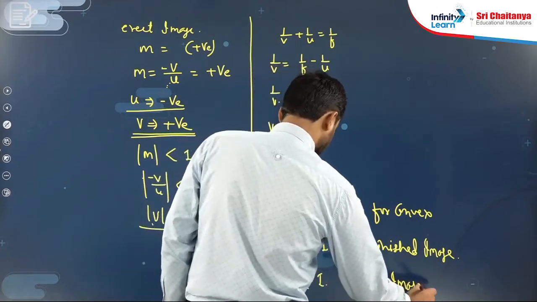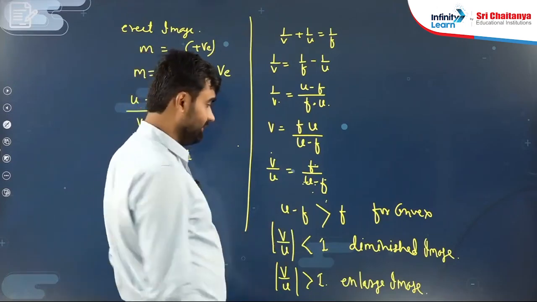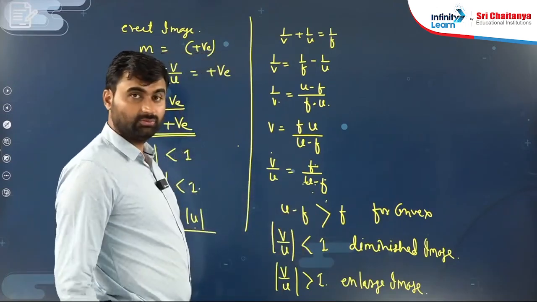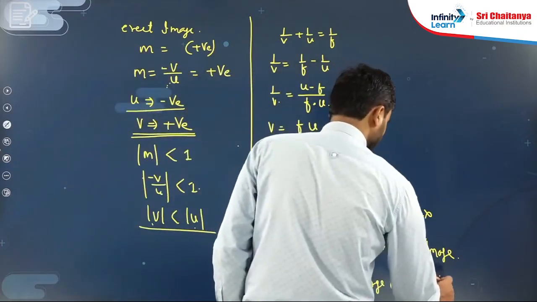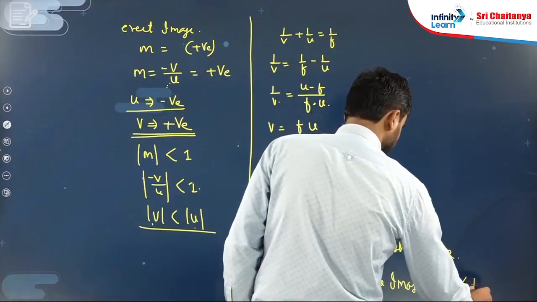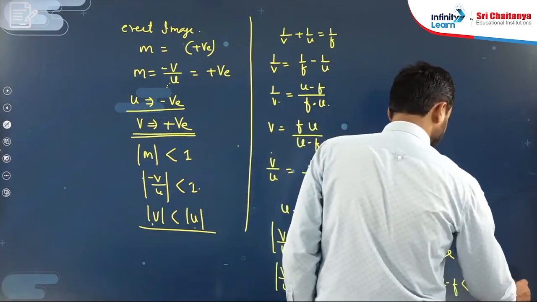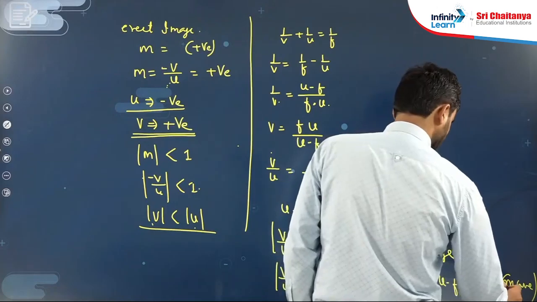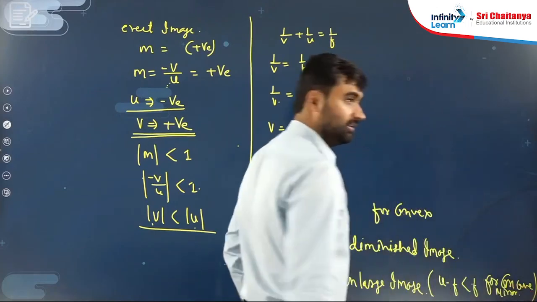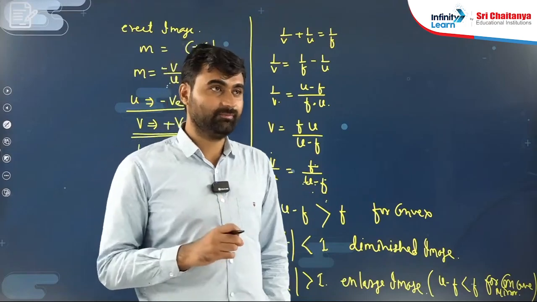Why? Because u minus f is less than f for a concave mirror. Why is it so? Because u minus f is less than f for a concave mirror. Clear? So here ultimately what we learned is a point by this numerical method.